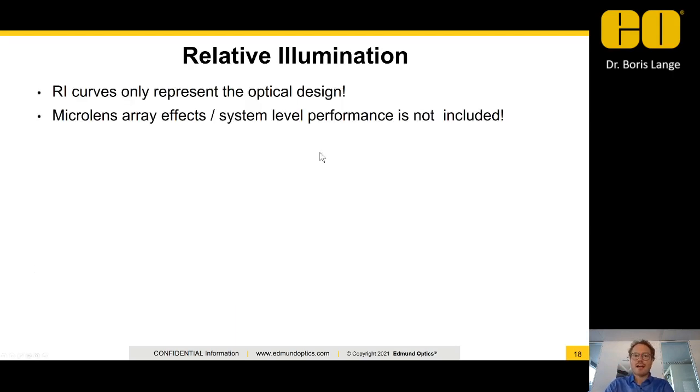And now the last thing I want to mention today is, even if you are okay with the performance predicted by the RI curve, there's still a potential issue lurking in the dark. And that is that this RI curve really just represents the optical design itself and nothing else. In particular, it does not include any effects that arise from a potential mismatch between the microlens array, which has a certain acceptance range regarding the chief ray angles, and the optics in front of that sensor, which has to produce them.